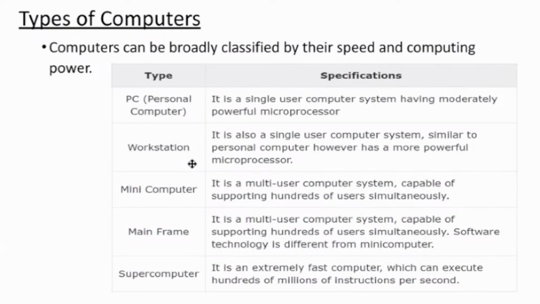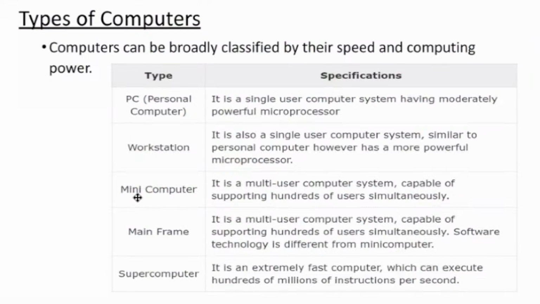Okay, so then the mini computer. A mini computer is a multi-user computer system capable of supporting hundreds of users simultaneously. That means this is a multi-user computer, so it works with hundreds of people. Those computers are networked. That's more powerful than PCs, personal computers or laptops. So those are the mini computers.